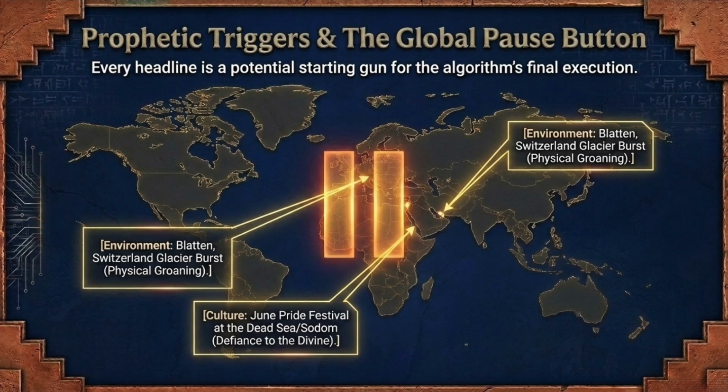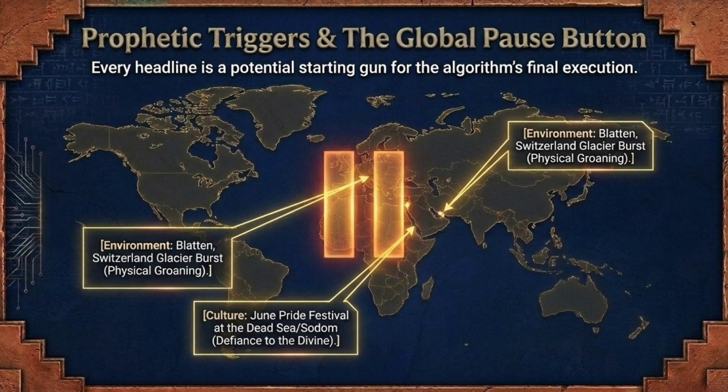But perhaps the most urgent and culturally specific sign they discuss revolves around a planned event in the Middle East. And again, as we note this, we are objectively reporting the study group's theological viewpoint to understand their mechanics. Right. The group focuses intensely on an LGBTQ+ Pride Festival scheduled for early June, to be held in the region of the Dead Sea. And geographically and historically, the Dead Sea region is completely synonymous in biblical literature with the ancient cities of Sodom and Gomorrah.